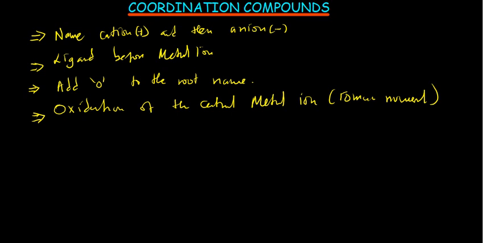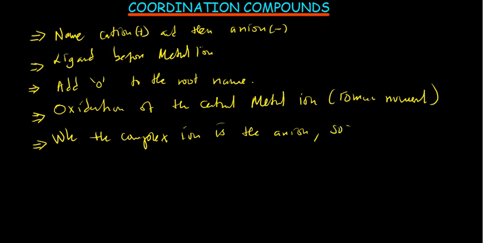Now, if the complex ion has a negative charge, then the naming will become a little bit different. When it has a negative charge, in other words, it's acting as the anion, when the complex ion is the anion, then to the suffix of the name you are going to add ate. So these are the rules which we are going to be using when we name the compounds which we are going to look at.